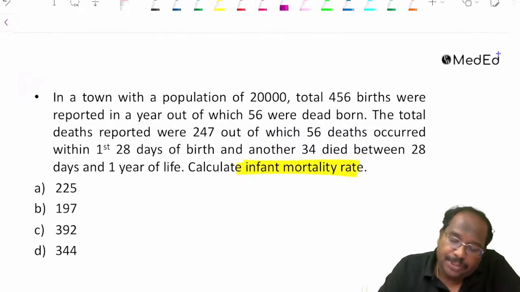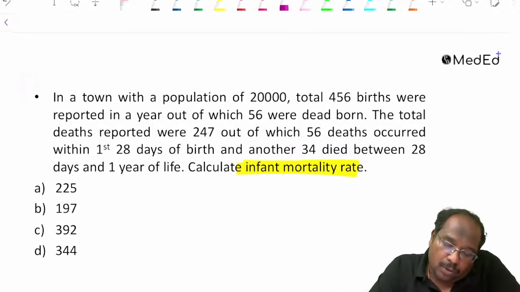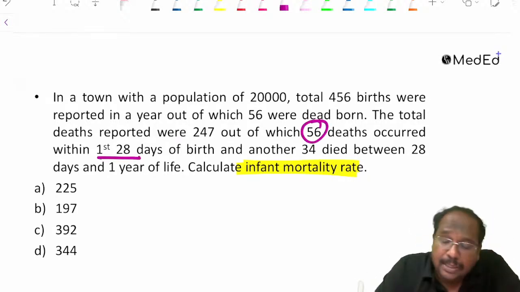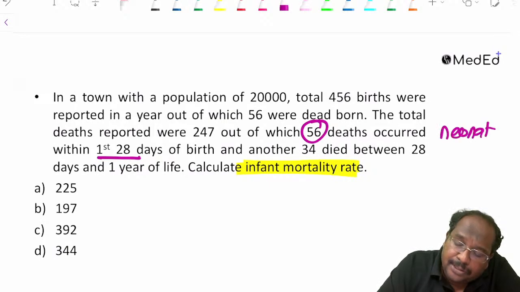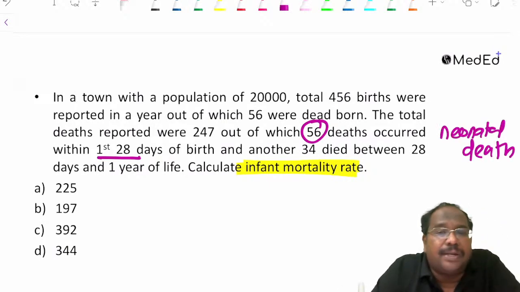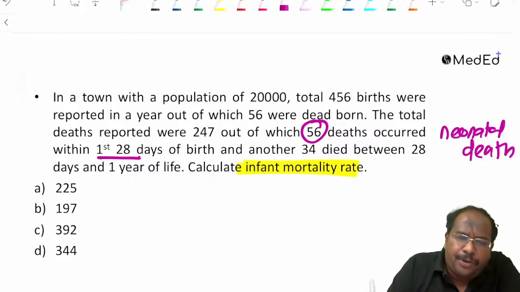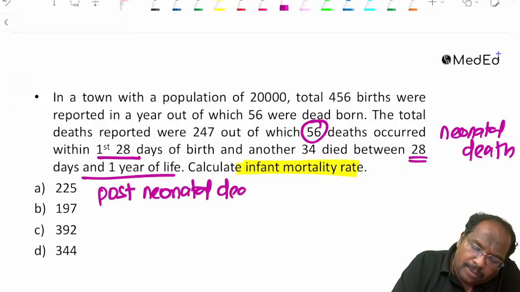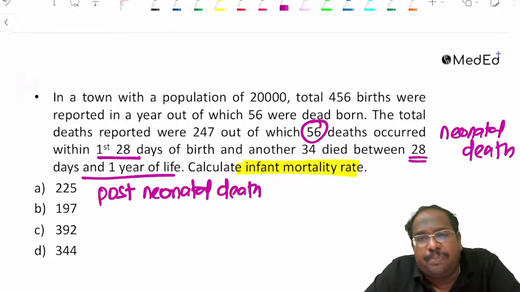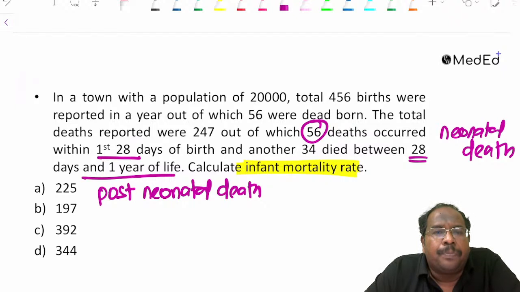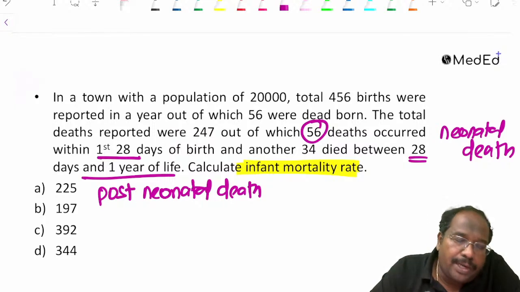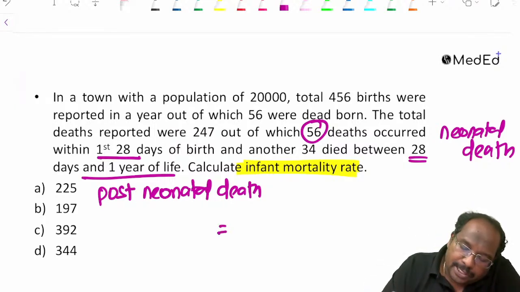Now let us go back to the question. Here 56 deaths were reported in the first 28 days. This is called neonatal deaths. Another 34 died between 28 days to 1 year. This is post neonatal deaths. Now the numerator is clear. Infant deaths means neonatal and post neonatal deaths.